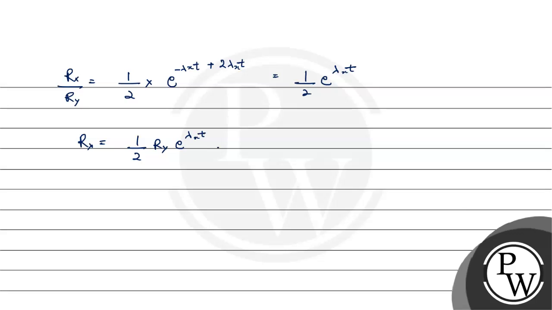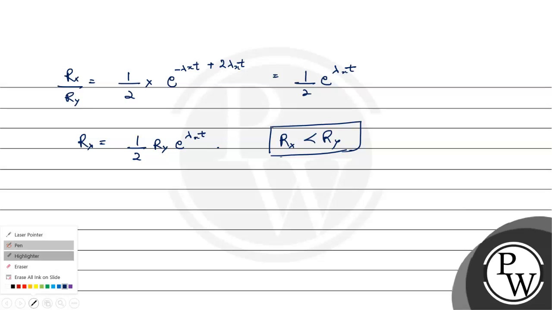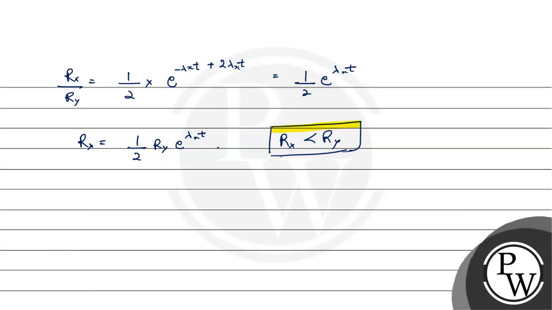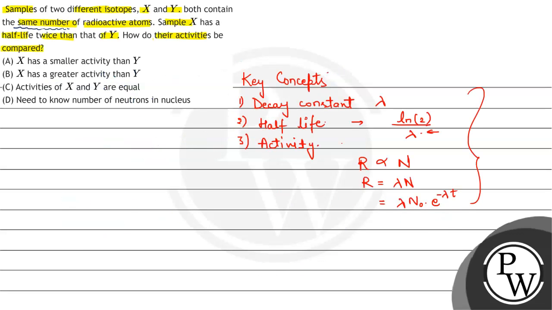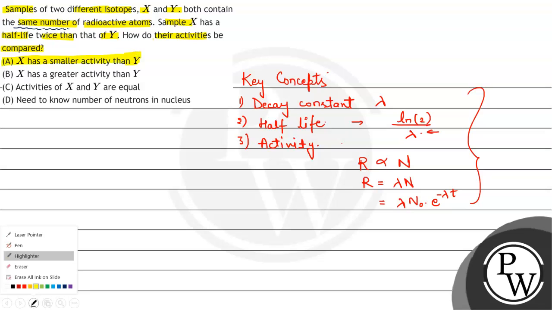From here we can conclude that Rx will be less than Ry from this equation. Hence this is our final result. We have compared Rx and Ry. This is the activity of X and Y. Let's now check our options. So option A says X has a smaller activity than Y, hence A is the correct option to this question. I hope you understood it well.